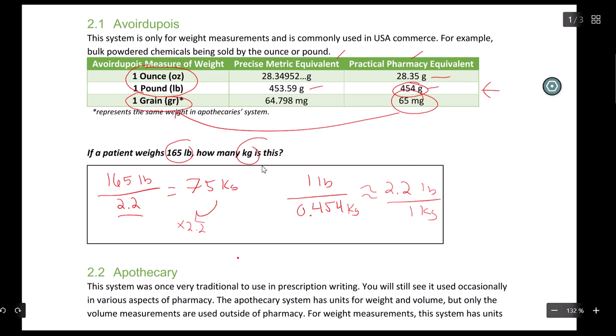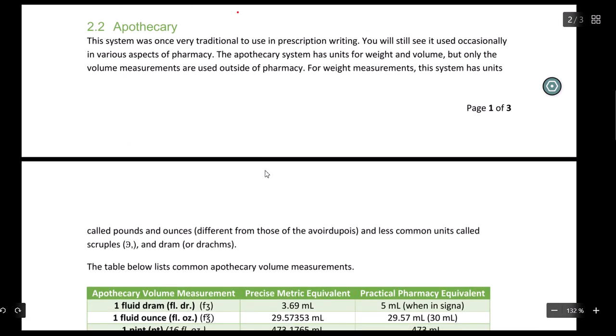The next system that we're looking at is the apothecary system. It used to be the traditional system of pharmacy when you saw prescription writing. It's used for volumes. We are typically going to see this in the way in which we look at volumes.